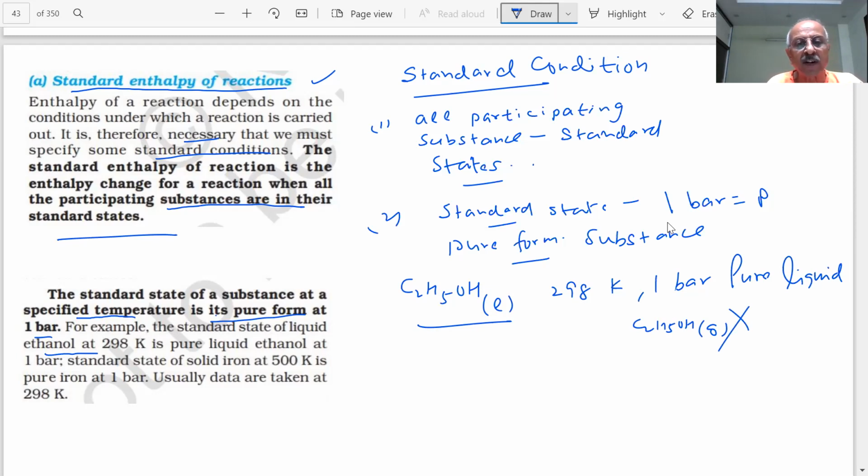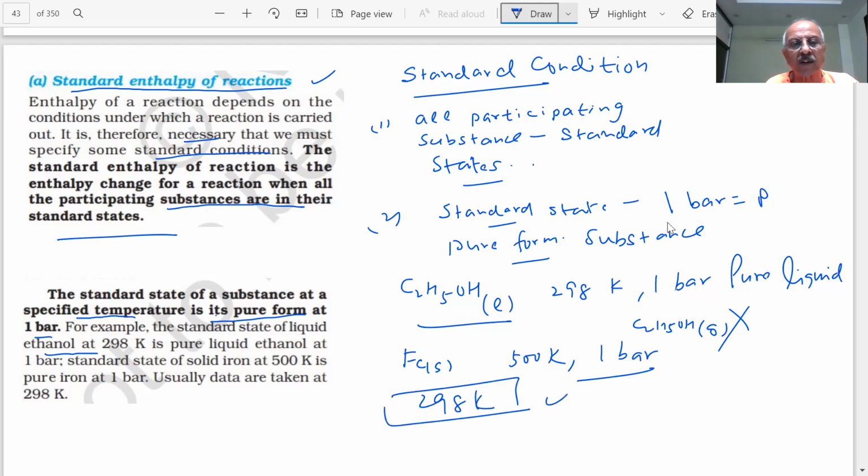And the standard state of solid iron, I have solid iron at 500 Kelvin temperature and 1 bar pressure. Usually, whatever data we provide, students, will be at 298 Kelvin. So we will consider this to be our standard temperature and 1 bar our pressure. Usually the data are taken at 298 and 1 bar pressure. That will be considered as standard state.